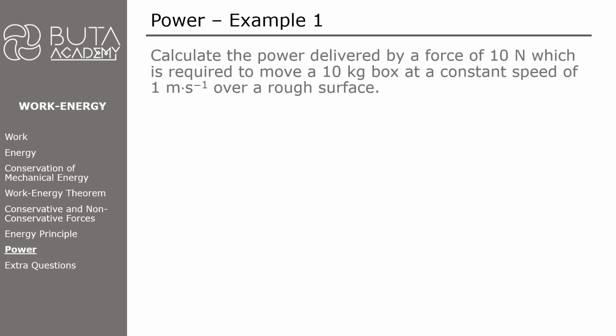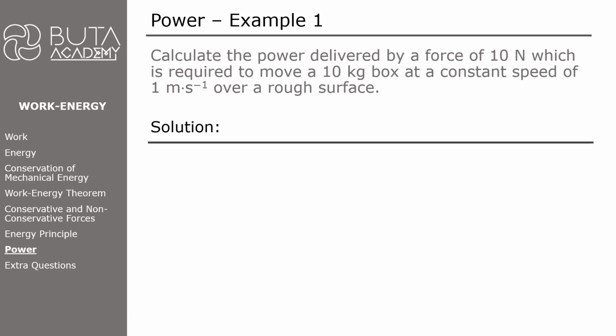Calculate the power delivered by a force of 10 newtons which is required to move a 10 kg box at a constant speed of 1 meter per second over a rough surface. We can notice that both work done on an object and time are missing in the question. So we try to use the new formula. Power is equal to force times velocity. Force is 10 newtons and the velocity is 1 meter per second. Power delivered by the force is 10 watts.